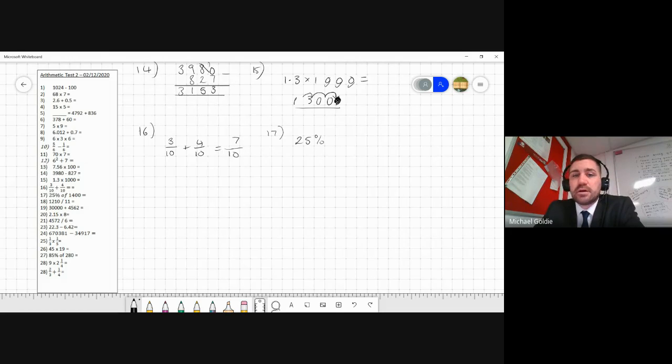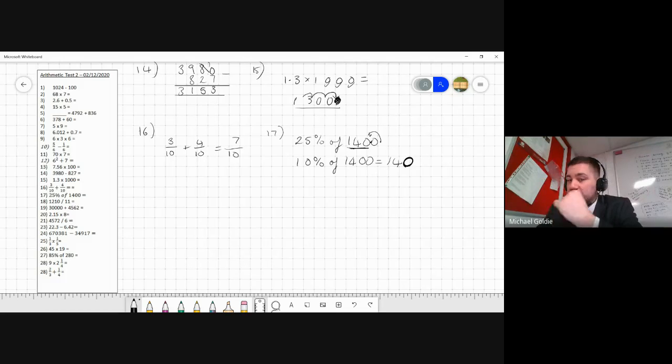25% off 1,400. So the way I work this out is you should know how to find 10%. Now, you may not, but to find the 10%, what we do is we divide this number by 10. So like I showed you before, invisible decimal point at the front, if we divide by 10, 1, 0, we go back 1. Divide by 10, this number becomes 140. So 10% off 1,400 equals 140.